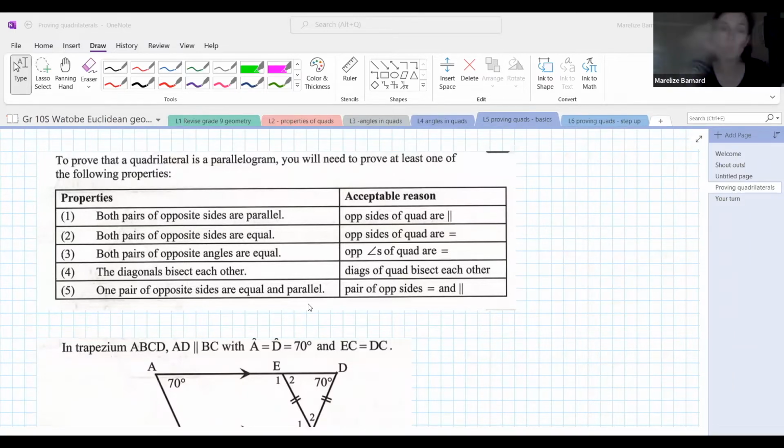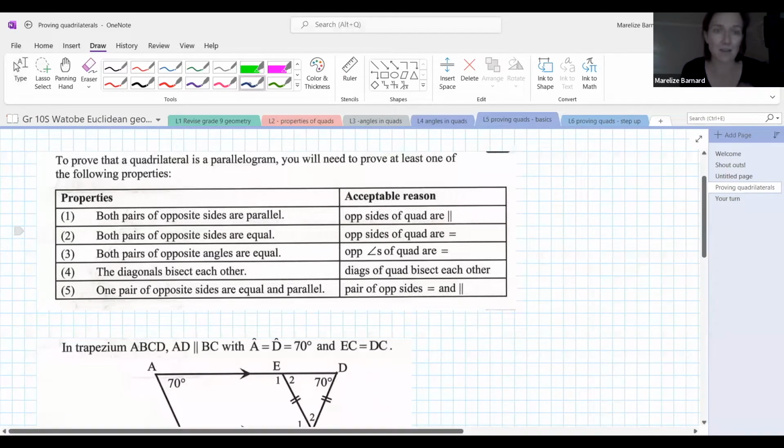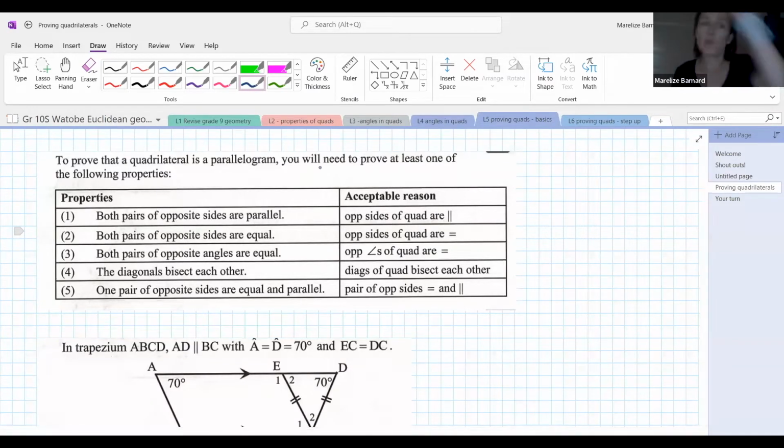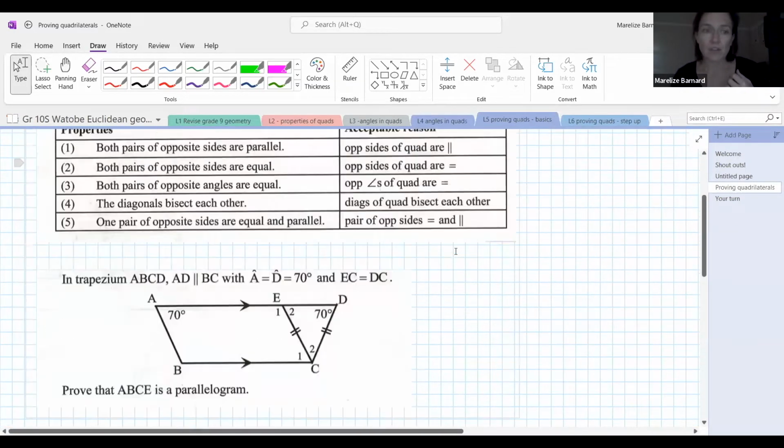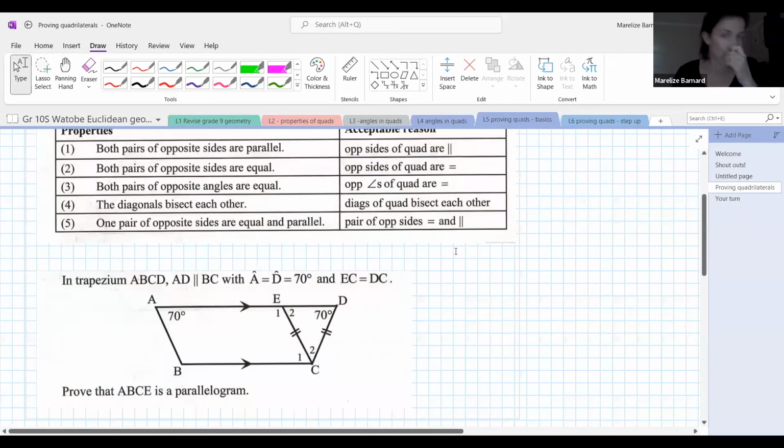And to prove these properties, we are going to use other geometry. Okay, so we must first work out and first find both pairs of opposite sides are parallel, etc., before we can say that a shape is a parallelogram, for instance. Okay, so how does this work? I'm going to do this first one and then we can see.